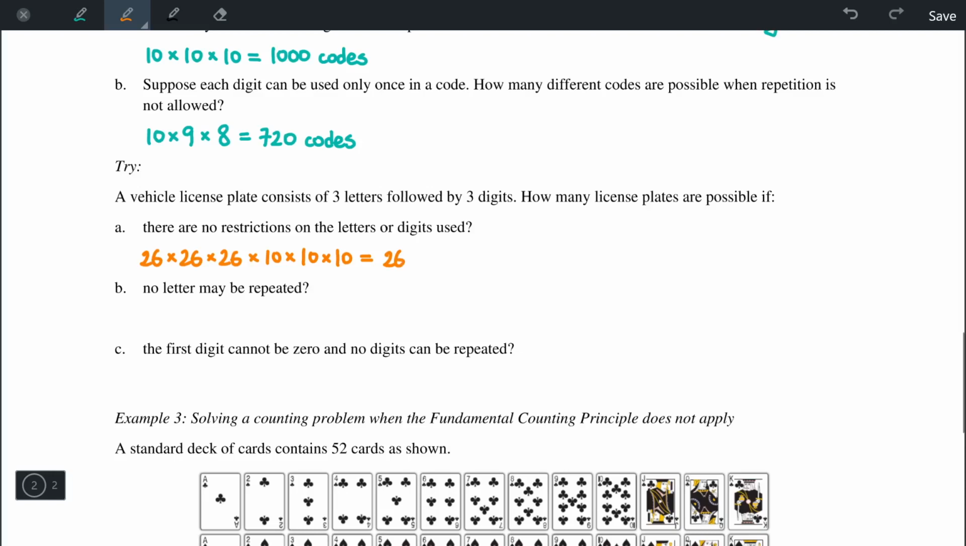Now, of course, we can write this using powers, and so we have 26 to the third power times 10 to the third power. And then we can use a calculator to evaluate this, and that will be 17,576,000. So that's over 17 million different license plates.